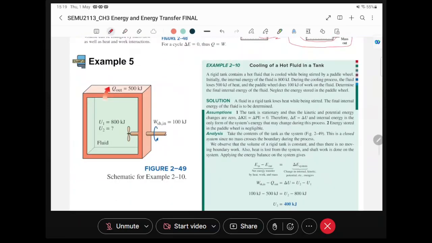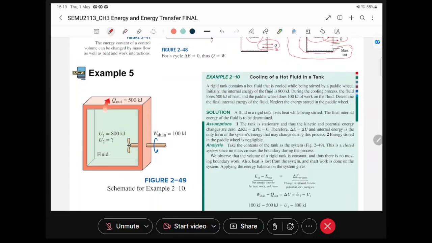So let's look at this example here. It's a cooling of a hot fluid in a tank. The tank is hot at the beginning, and then there's a fan trying to cool it down. The question says a rigid tank containing hot fluid is cooled while being stirred by a paddle wheel, this paddle wheel. So this paddle wheel will stir the fluid inside for it to cool down.